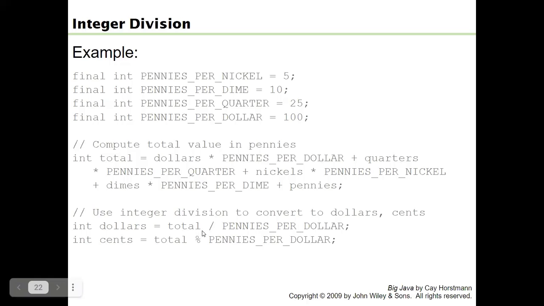Now, if you want to print out dollars and cents, you can take your total and divide it by the pennies per dollar, right? So you're dividing by 100, and that will give you the number of dollars. But for cents, it's kind of interesting. You take the total number of pennies you have, and you use the modulus operator. So you still do the division, but instead of caring about how many times these 100 pennies go into the total, you're concerned about the remainder, which is what you need for the decimal point and to the right of the decimal point for dollars and cents.